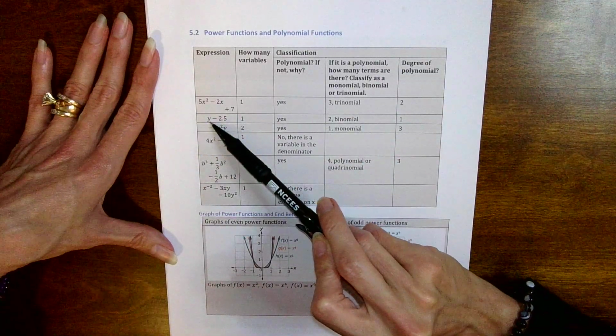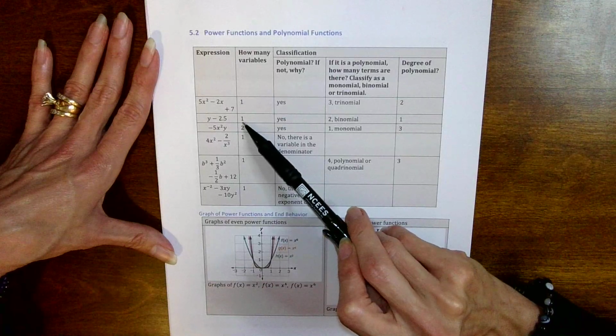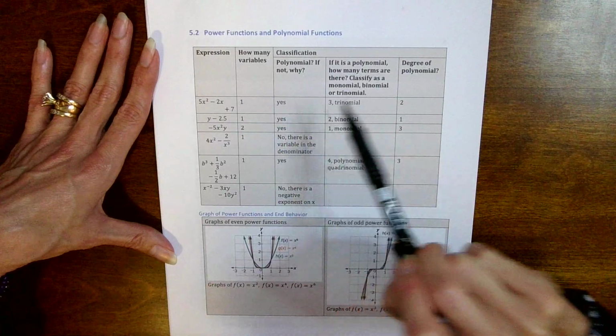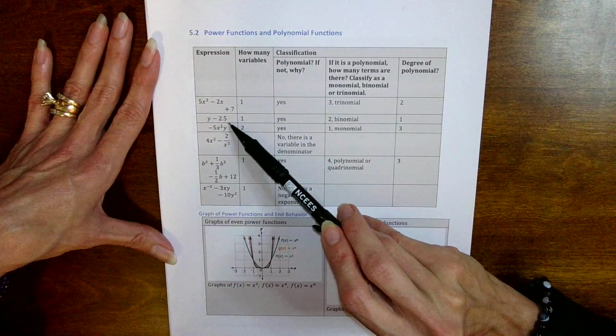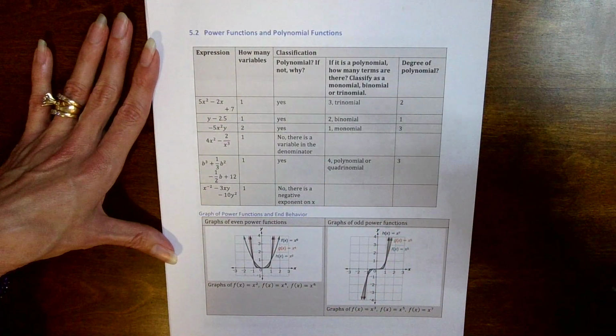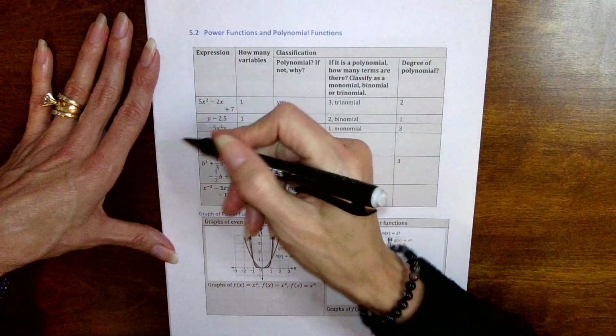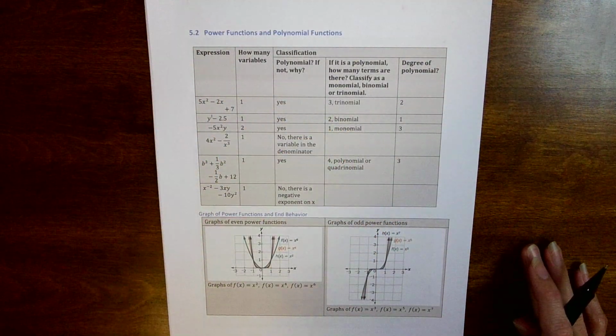So this one right here, y minus 2.5. How many variables? 1. Is it a polynomial? Yes. How many terms are there? It's 2, and its special name is binomial. Bi meaning 2. What's the degree of the polynomial? Well, remember there's an implied 1 here, so it's a degree 1.